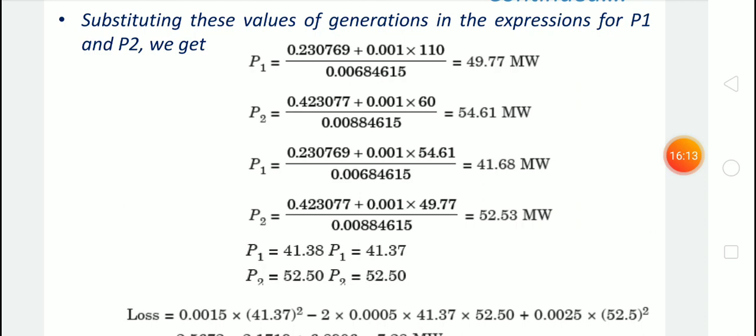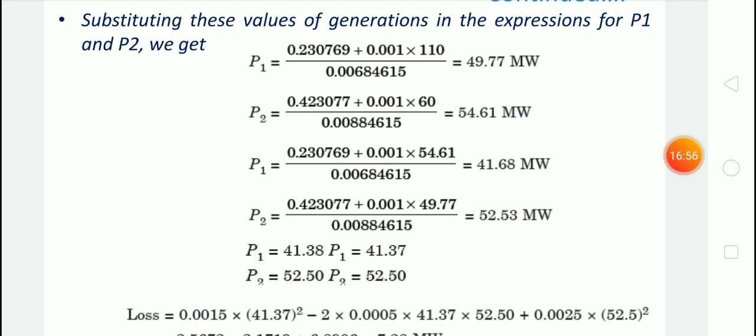Then again we can say that there is a large difference between P1 in the first iteration and second iteration. First iteration it is 49.77 and second iteration it is 41.68. So there is a large difference. So we can do one more iteration by substituting 41.68 and 52.53. Then we will get P1 equal to 41.38 and P2 equal to 52.5. So the difference is reduced. Again we can do one more iteration. Then we will get P1 equal to 41.37 and P2 equal to 52.50.